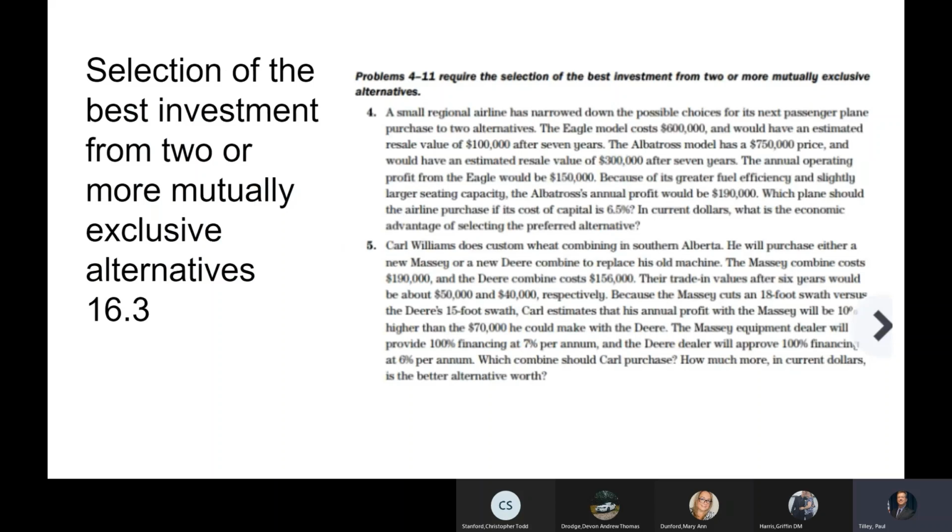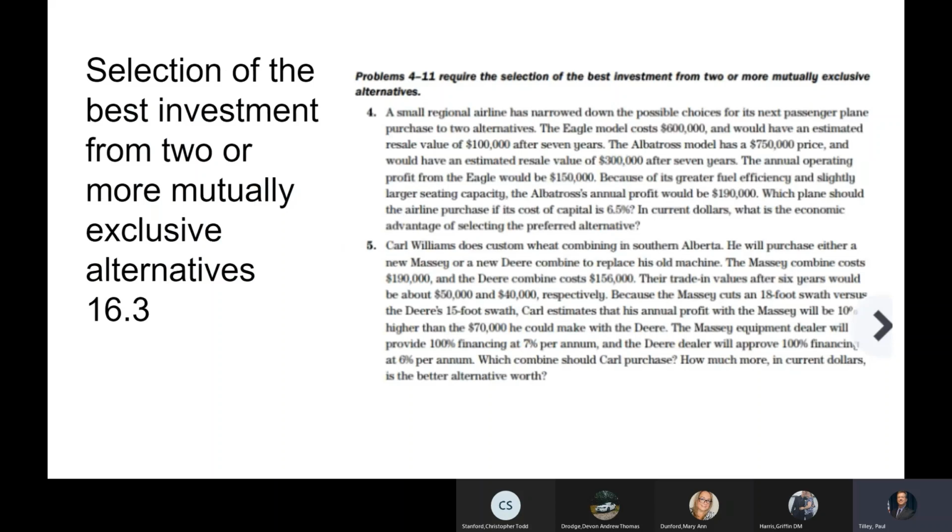So there's going to be a pot of gold at the end when we sell that machine. We're going to sell it after 6 years, and we're going to get $50,000 for the Massey, $40,000 for the Deere. So really, if we wanted to calculate the net present value of how much it's going to cost to buy that tractor, what we do is we consider the amount of money we have to spend now.